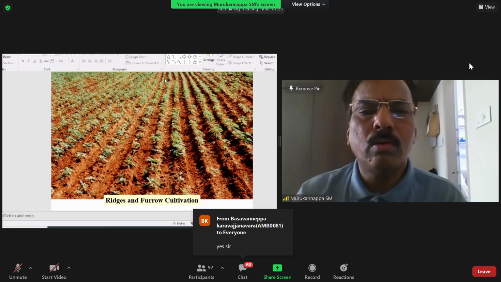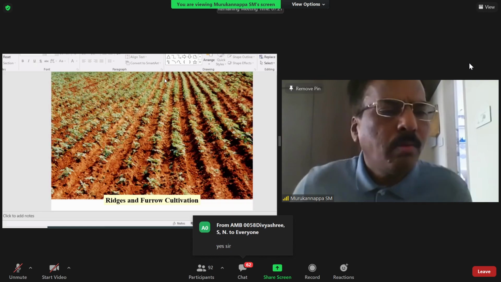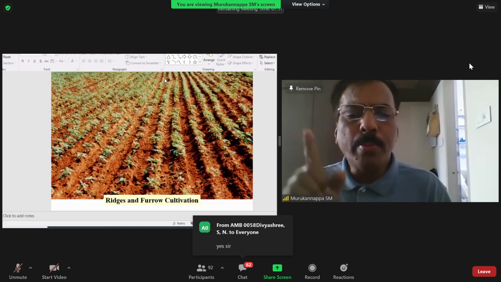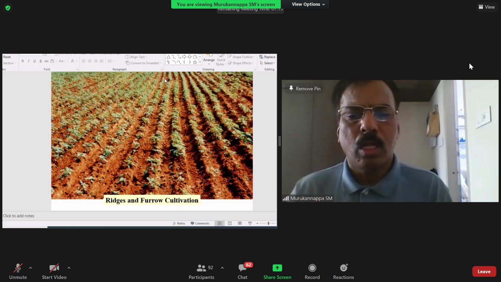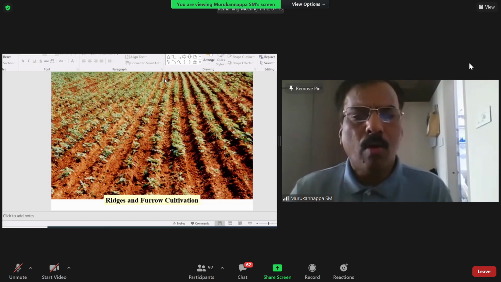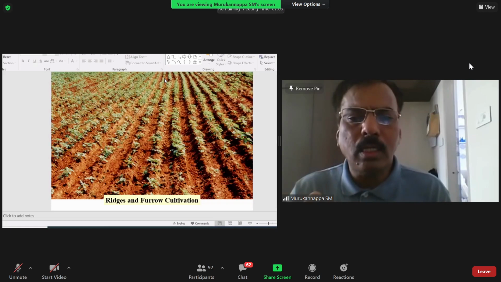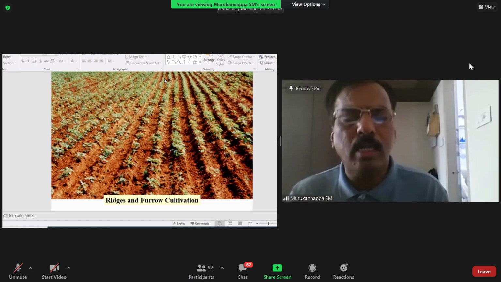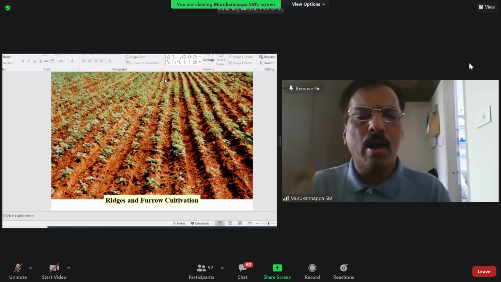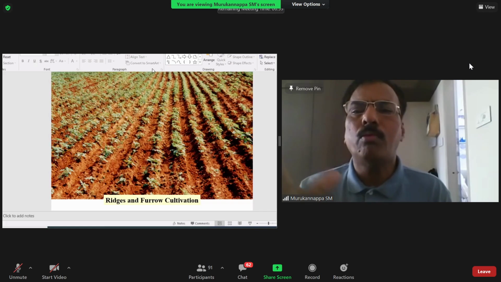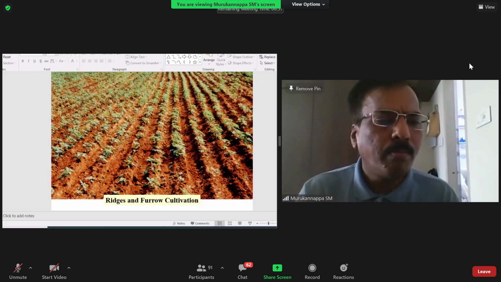So this is another conservational measure. Where crops are grown across the slope, in between the crop rows, furrows are opened and ridges are made. What happens? The flow of water is restricted. Velocity is reduced, so the water has more time to infiltrate into the soil. This is one technique. Is it clear?